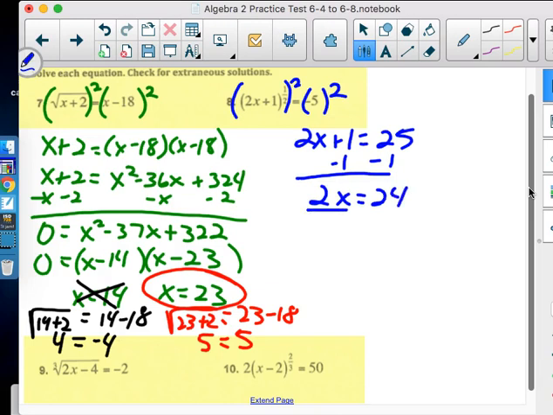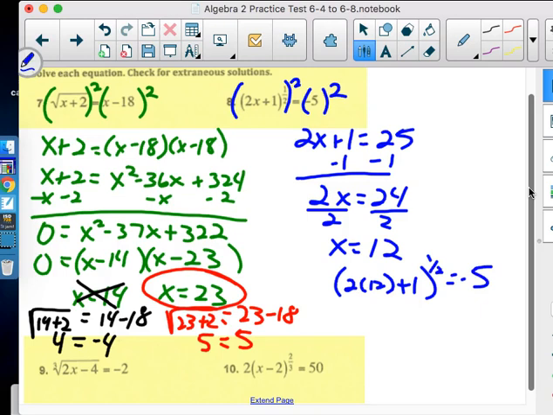Divide by 2? Okay, but here's what I know. When you raise stuff to an even power, sometimes you get answers that don't work. So I definitely check it and say, is 2 times 12 plus 1, when you raise that to the 1/2 power, negative 5? It's not, is it? It's not. That's the only answer we had.